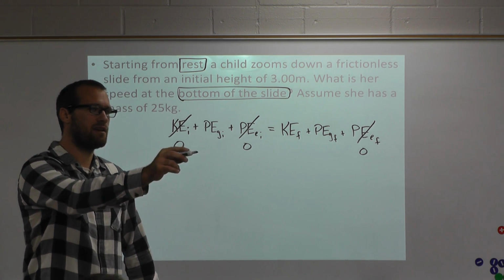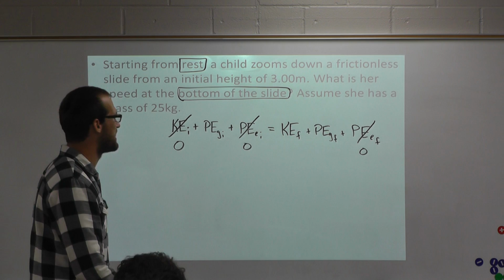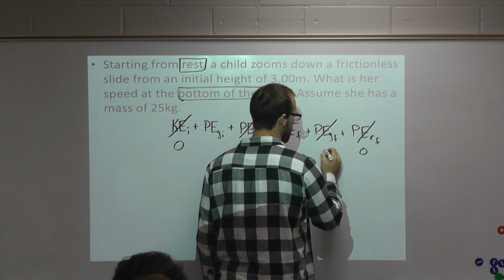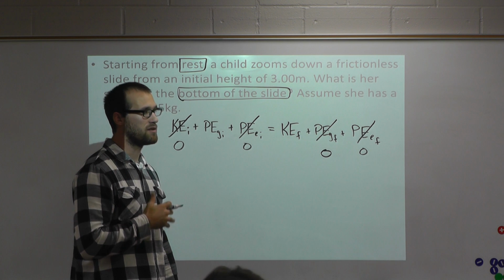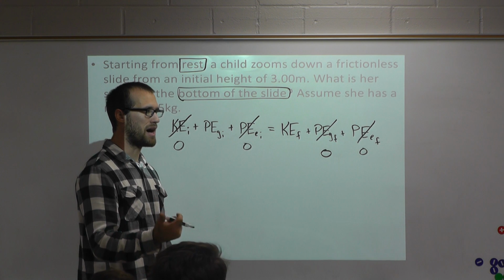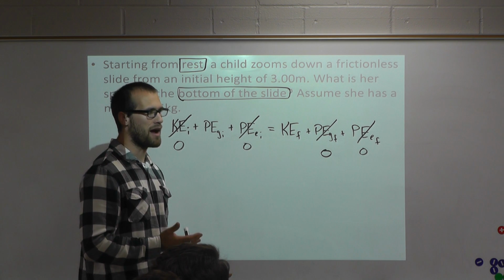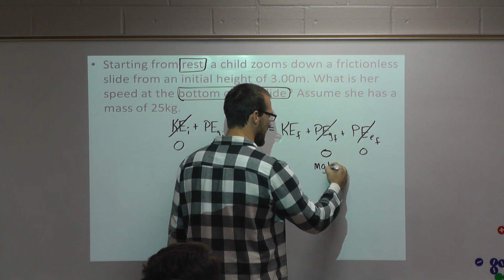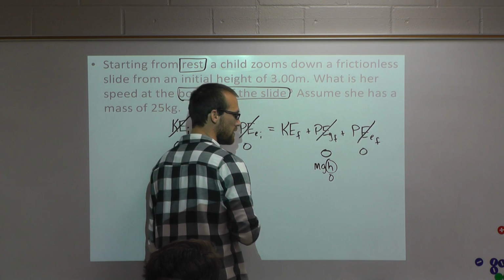What is PEGF? Final. Why? Because it's at the bottom of the slide. Are we assuming that's right at the ground? Well, it does say bottom. So potential energy final is 0 because the height at the ground is 0. When you slide down the slide and get to the bottom, what's your height above the 0 level? Nothing, you're at 0 level. So your mgh, your h is 0. This whole thing becomes 0. Right here, PEG equals KE.